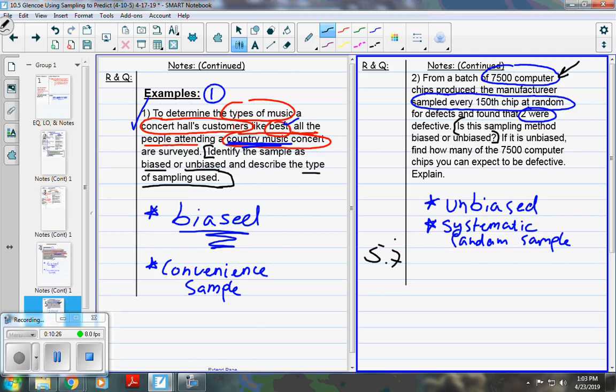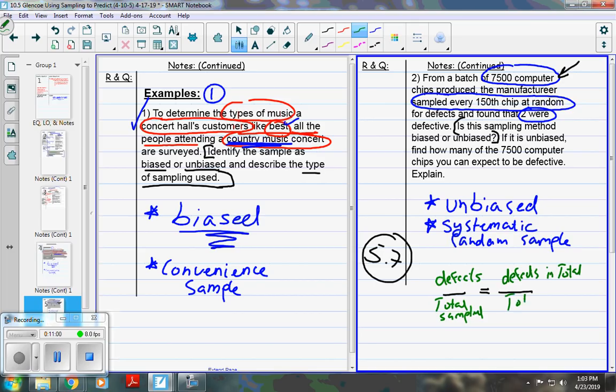What you want to realize is we're going to use a skill from 5.7. So before class, make sure you look at 5.7 and learn how to use that skill again, because it's going to look like a ratio equaling another ratio. We're going to set up on the top defects and total sampled, and then we'll have defects in total and total computers. And if you didn't check 5.7, we're going to use cross products to solve this problem.